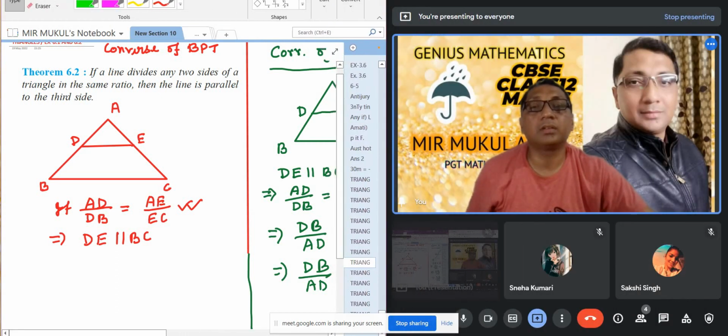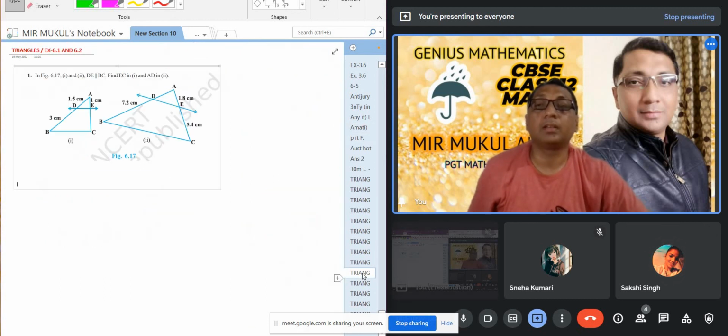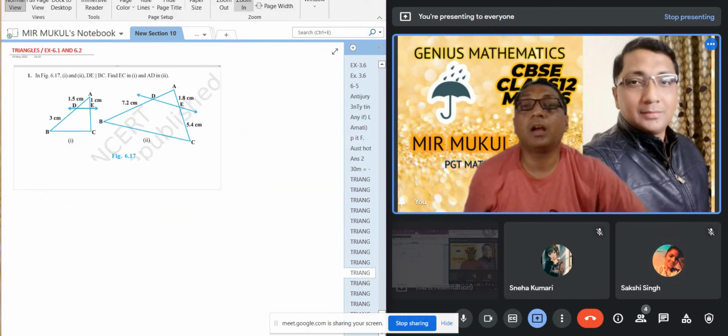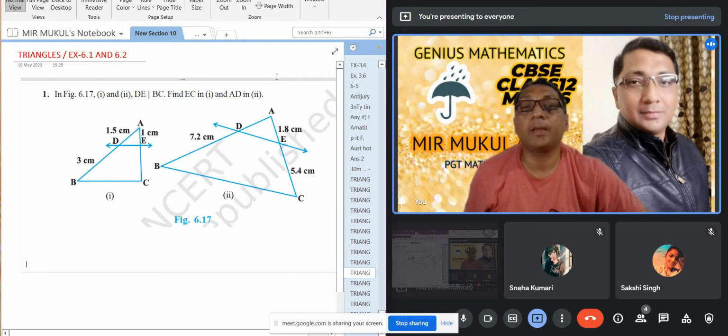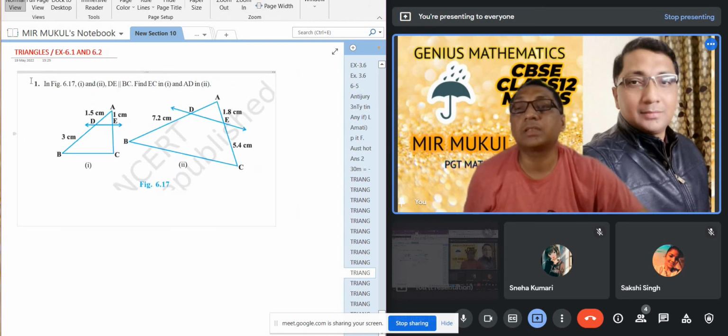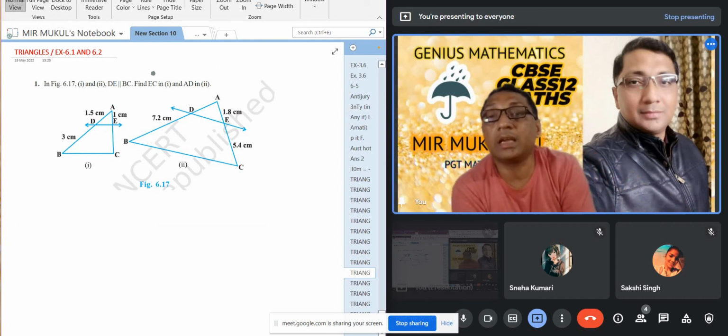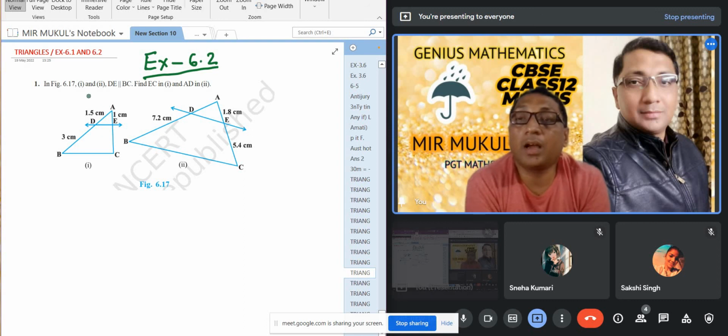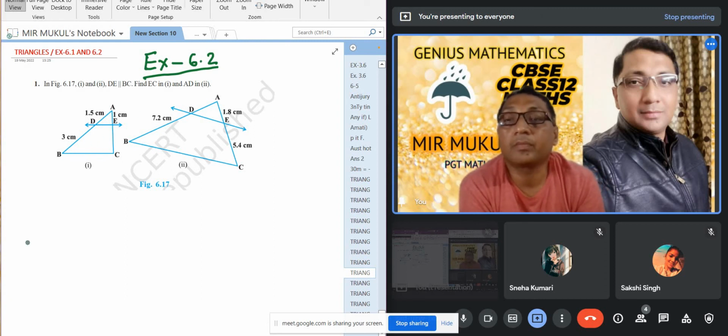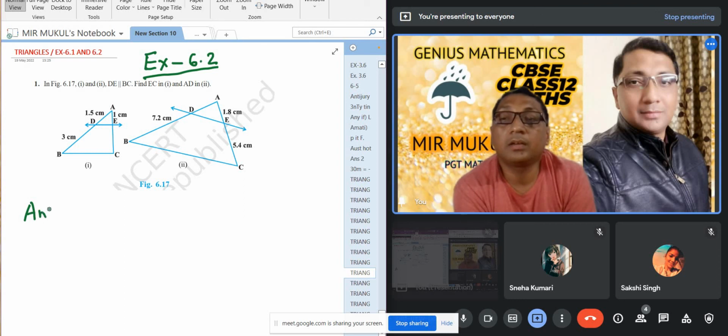So understood? Yes, sir. Okay, fine. Now come to the questions, okay? And this is the first question of exercise 6.2. So the first question, the figure is given, two figures, this figure and this figure. Now we have to find EC. So I am showing answer 1.